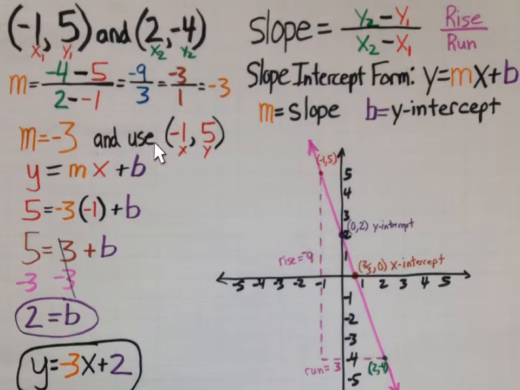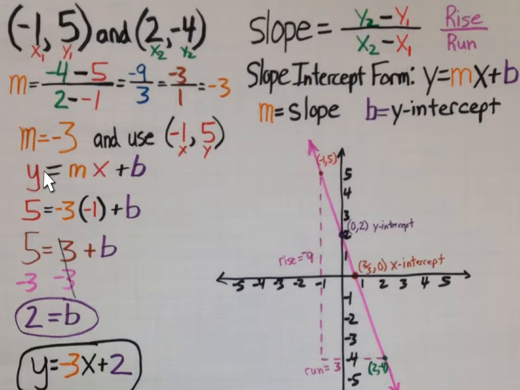Next step, we need to choose one of the coordinates. I just chose the first one. It doesn't matter which one. You can choose the first or the second coordinate. And the slope, we use that with this formula. This formula here is called the slope-intercept form. The m stands for slope, and the b stands for your y-intercept. So it's called the slope-intercept form.